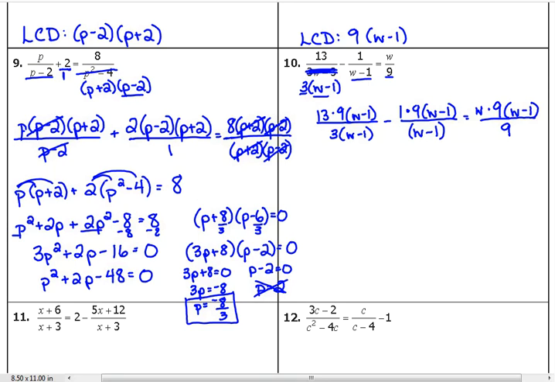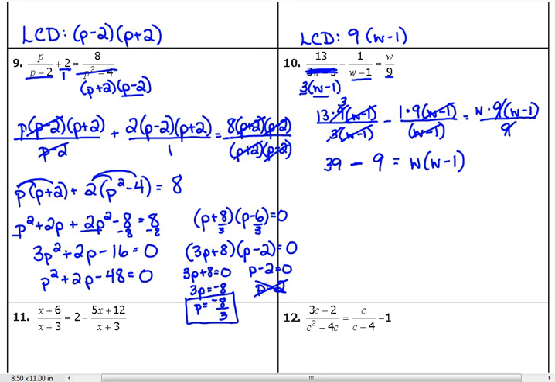All right, now it's the fun part. We get to cancel a bunch of stuff. In the first one, W minus 1 cancels. 9 over 3 simplifies to give us 3. 13 times 3 is 39. Minus, and in the second one, the W minus 1 cancels. 1 times 9 is 9. Is equal to, in the last one, the 9 cancels. So we've got W times (W minus 1).